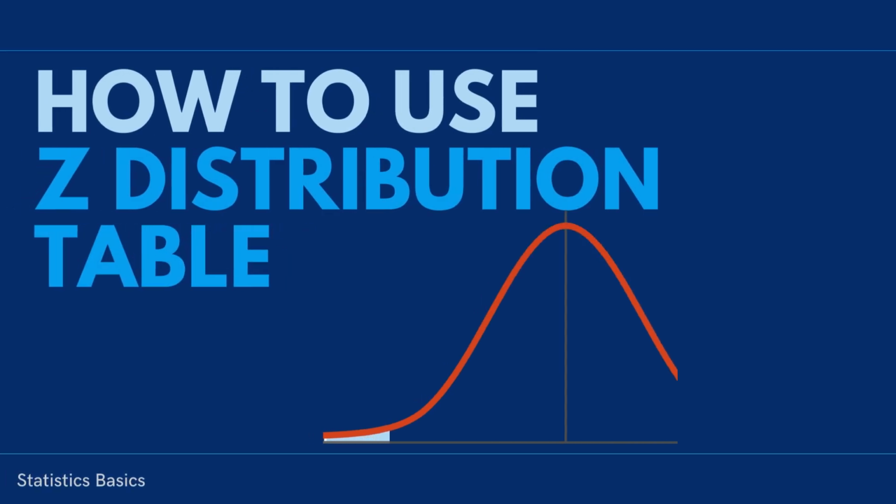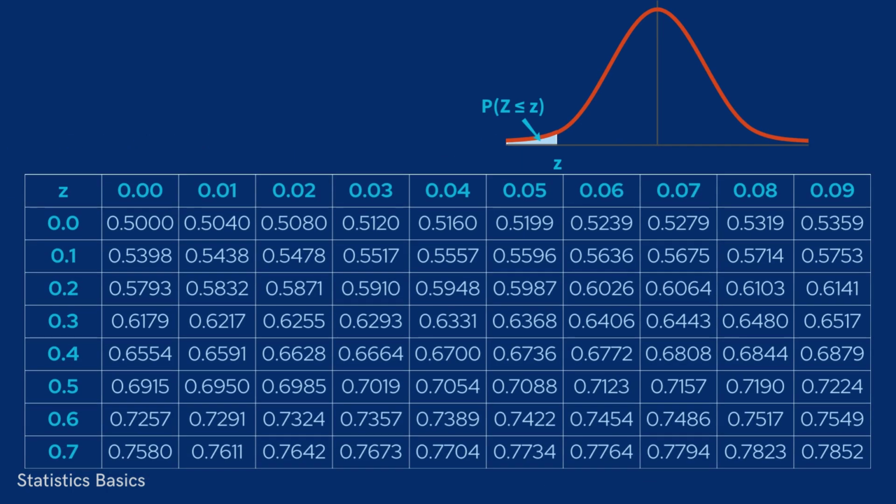In this video, we will explore how to use the z-distribution table to determine probabilities associated with the standard normal distribution and apply this knowledge to solve normal distribution probability problems. A z-distribution table, also known as a standard normal table or z-score table, is built on the standard normal distribution, which has a mean of 0 and a standard deviation of 1.